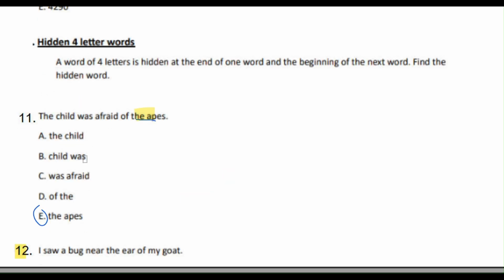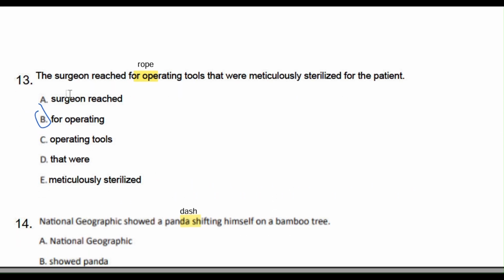Question 13. Ready for another one? Find the hidden 4-letter word in this sentence. The surgeon reached for operating tools that were meticulously sterilized for the patient. Your choices are A, surgeon reached, B, for operating, C, operating tools, D, that were, or E, meticulously sterilized. The correct answer is B, for operating.